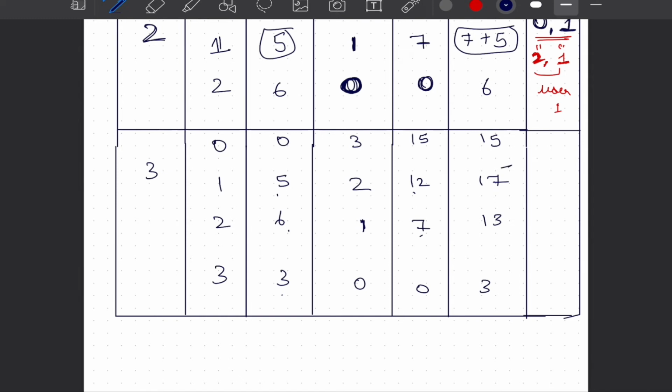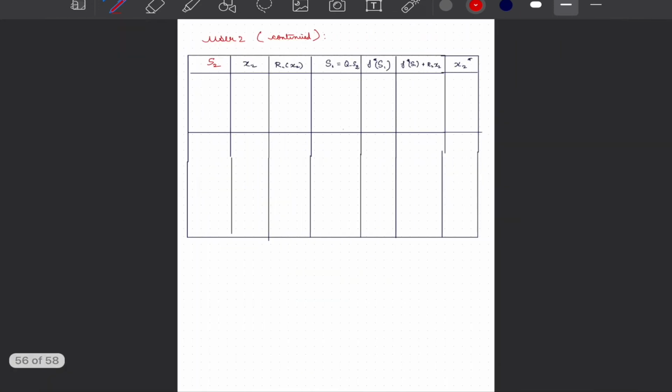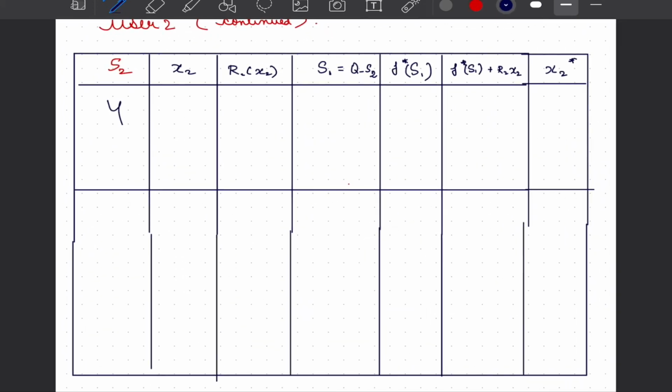For user 1, we will look into the 15, 12, 7, 0. So we will again write it as 15, 12, 7, 0. Our 15 plus 0 becomes 15, 12 plus 5 becomes 17, 6 plus 7 becomes 13, and 3 plus 0 becomes 3. So this is our optimal value. That would mean we should allocate 1 unit to our user 2, and out of these we should allocate 2 units to our user 1.